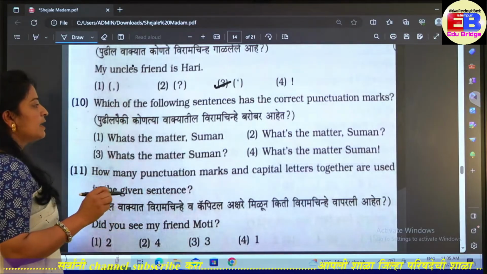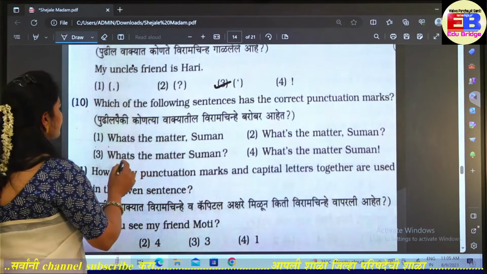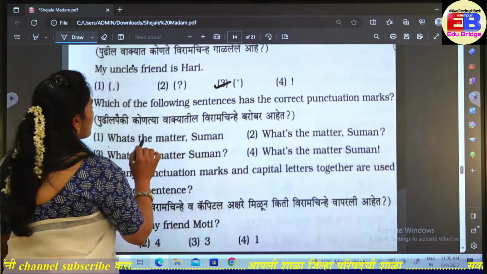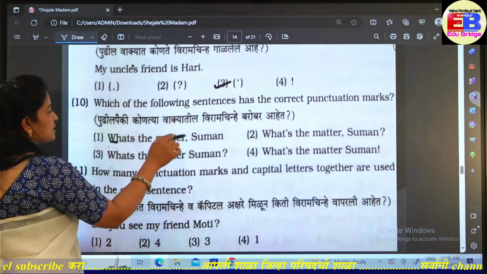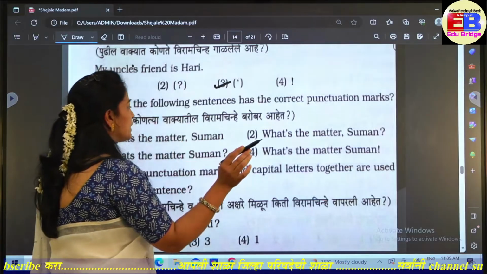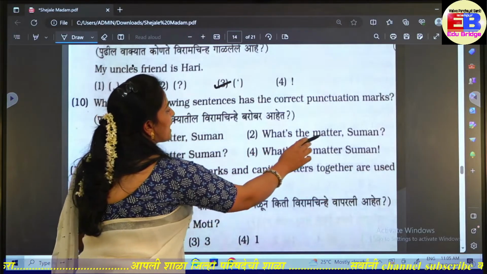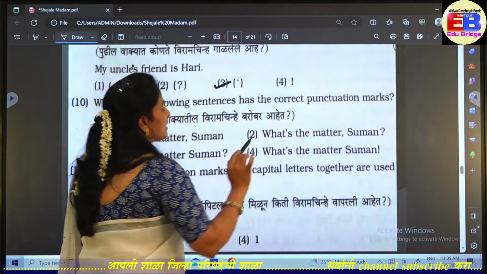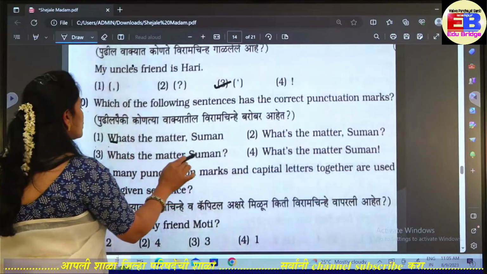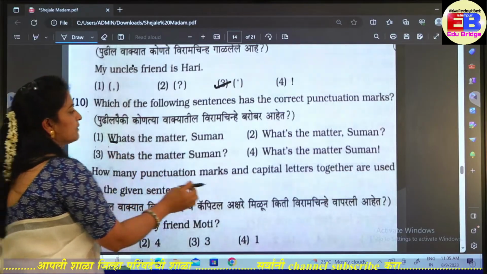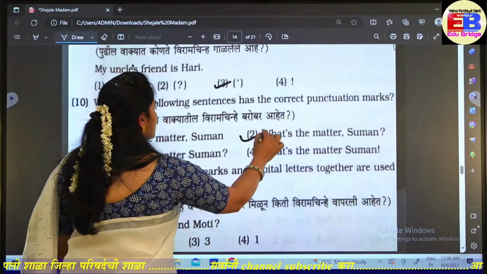आपल्याला पाहायचं आहे की ह्यातलं कोणतं बरोबर आहे पंक्च्युएशन मार्क्स सहित. The first one is what's the matter, Suman? No, because it starts with the WH question. There is no question mark. So option number 2 is incorrect. Option number 2, what's the matter, comma, Suman, and question mark. Here question mark is given but apostrophe is not given. Here comma is not given. So option number 2 is the right answer.